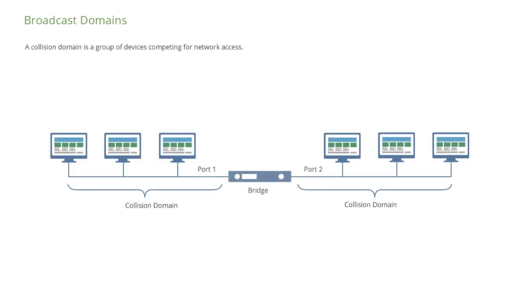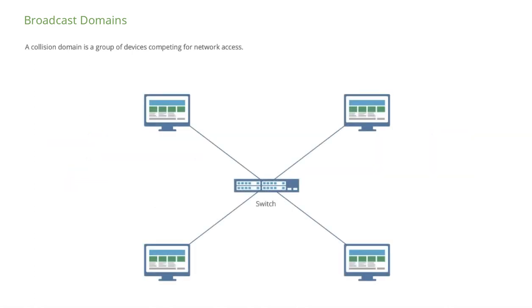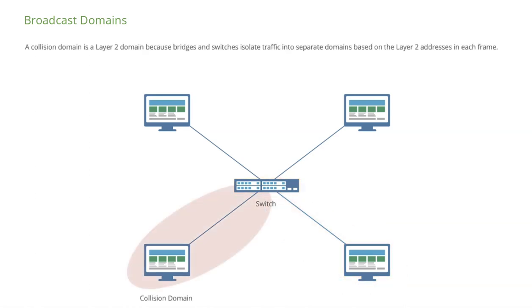In the previous section, we defined the term collision domain as a group of devices competing for network access. Bridged networks had collision domains with many devices. With the introduction of Ethernet switches, a collision domain might contain only two devices, an end-user device and an Ethernet switch. A collision domain is a Layer 2 domain because bridges and switches isolate traffic into separate domains based on the Layer 2 addresses in each frame.